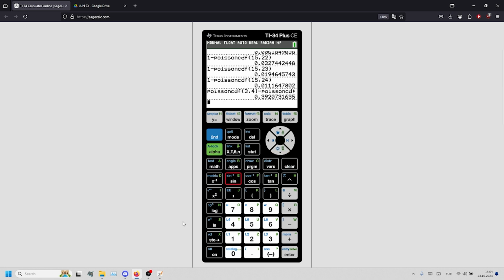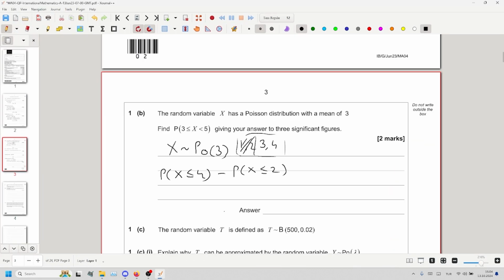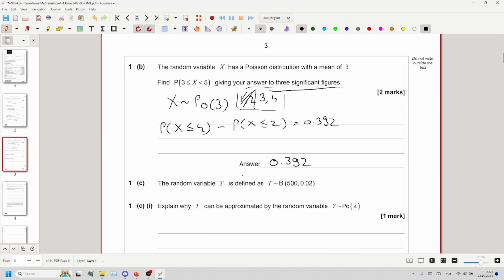So that will be 0.902. We give 3 significant figures, because that's what it asks us for. So we can just write 0.902.